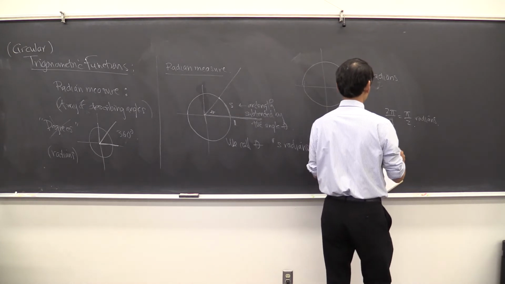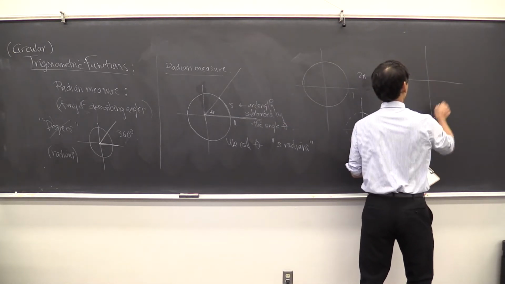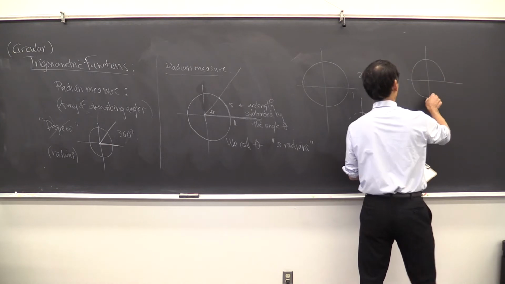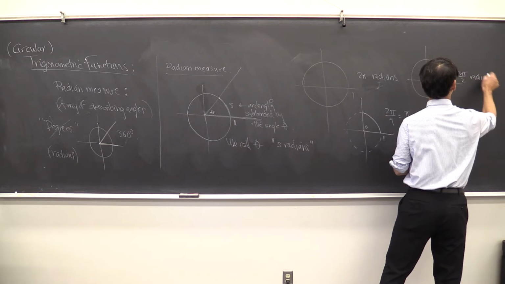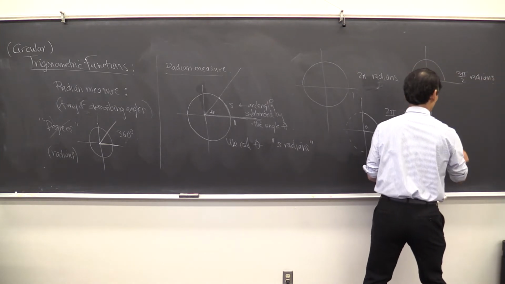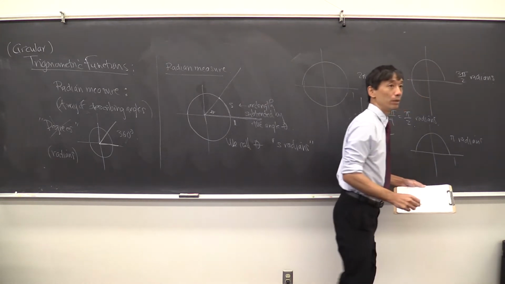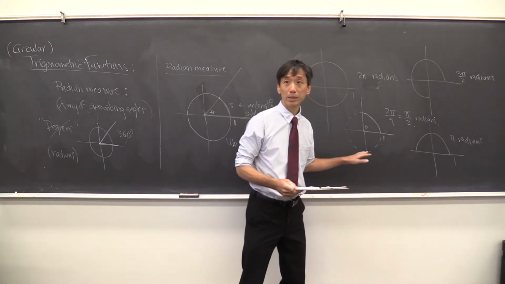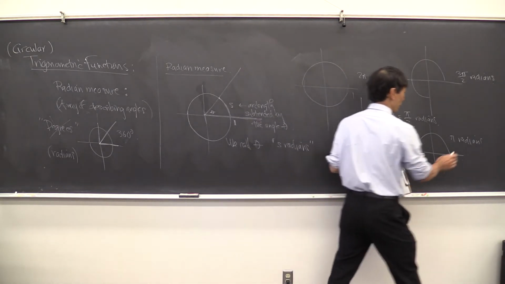If it were a 270-degree angle, then it's going to be 3 pi over 2 radians. If it's a 180-degree angle, then it's going to be pi radians. Okay, does that make sense? So this is maybe more natural.